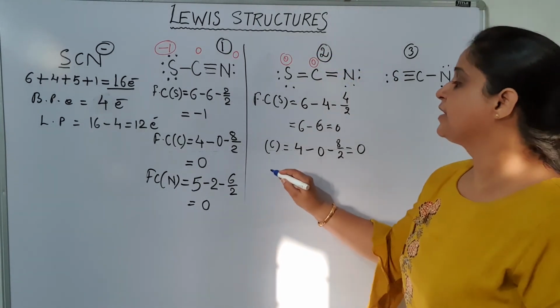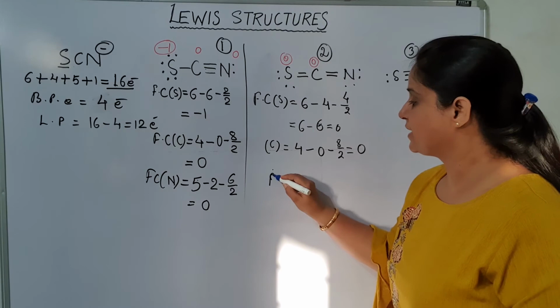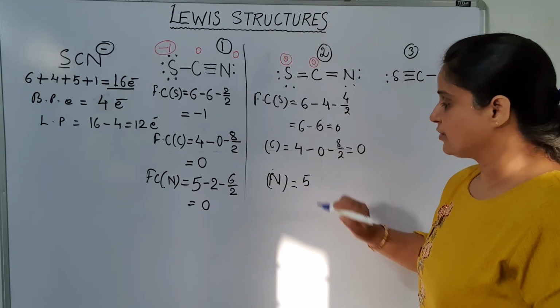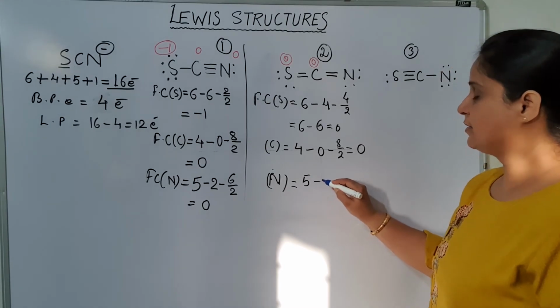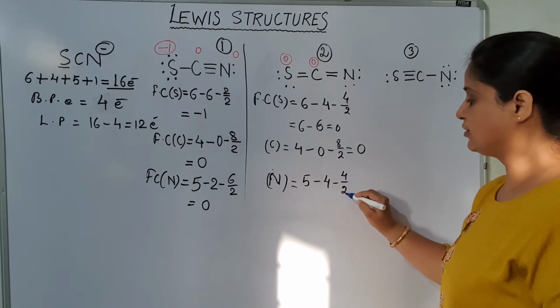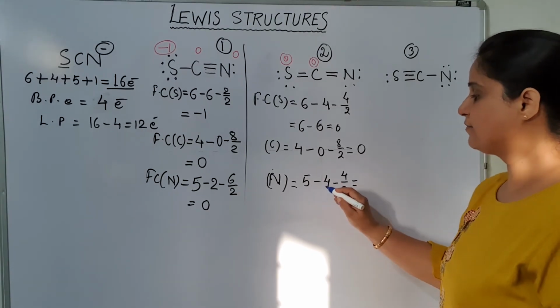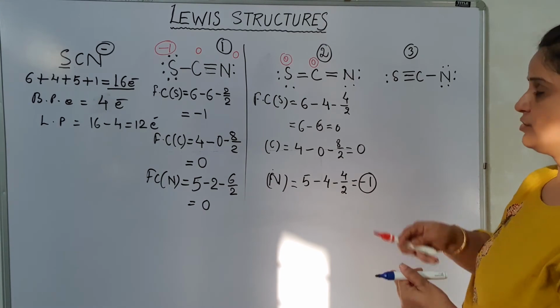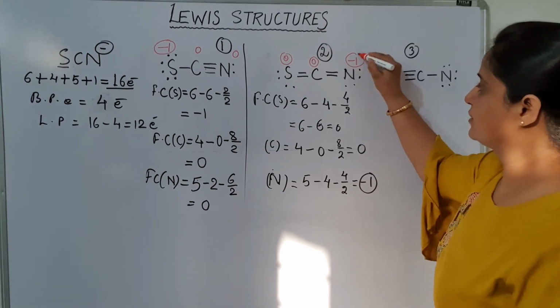Let's take one more. We have one more atom, that is nitrogen. So find it for it. Total number of electrons 5. Lone pair 4. Bond pair 4 divided by 2. So this becomes 5 minus 6. So 5 minus 6 becomes -1. So the -1 is the charge present on the nitrogen.